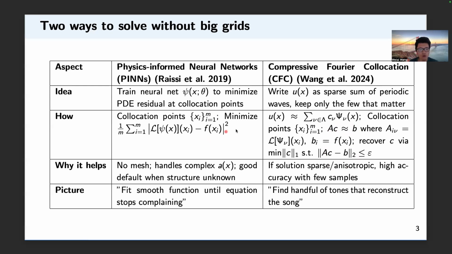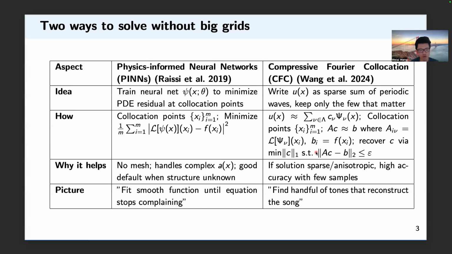So both of them avoid heavy grids. The first one, the PINN, learns a smooth function, while the compressive Fourier collocation finds key frequencies. As one last comment here, we can think of the PINN as fitting a smooth surface that obeys the law at every sample point, and think of compressive Fourier collocation as mixing a few pure tones to match the song of the PDE. That's the basic idea of these two methods.